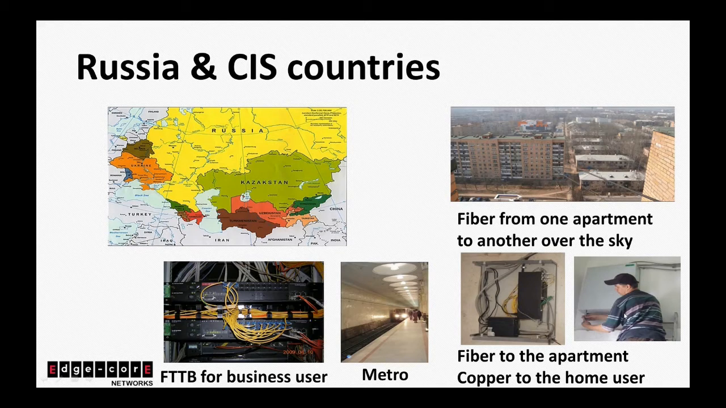So in this area, you can see a lot of fiber cable fly over from one building to the other building. This is how the local ISP deploy their network.